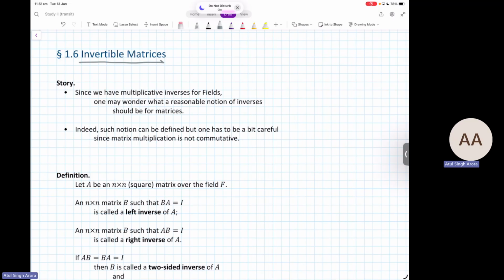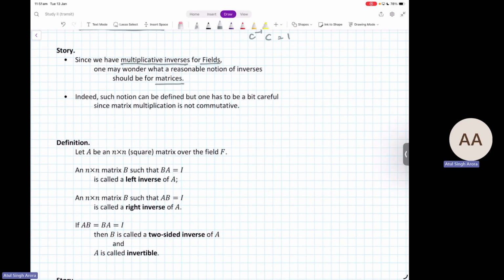Great. So now what we're going to do is look at invertible matrices. And the point here is that we already talked about inverses for fields. We spoke of, if you have c, then there's a notion of c inverse such that when you multiply it, you get 1. We already saw this for fields. One can ask, can something similar be said about matrices?